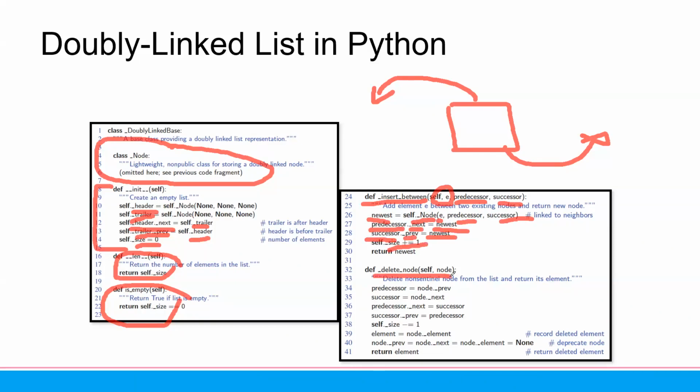If it is about deletion, then the previous will be the predecessor and the next will be the successor. Then update the predecessor's next to the successor, and update the successor's previous to the predecessor. Reduce the size by 1, and then the element becomes the node's element, and we set the node's fields to None, to help the garbage collector.